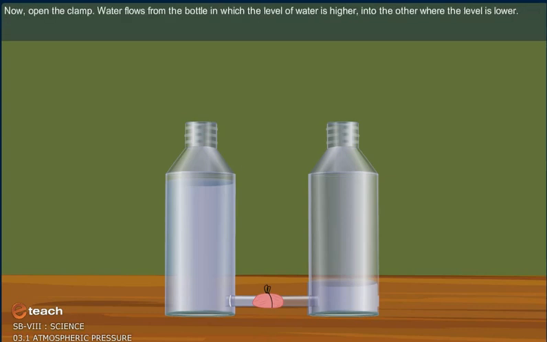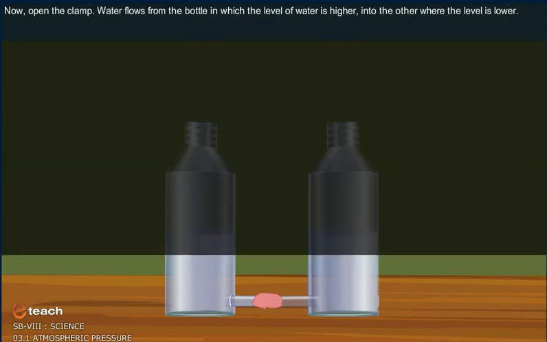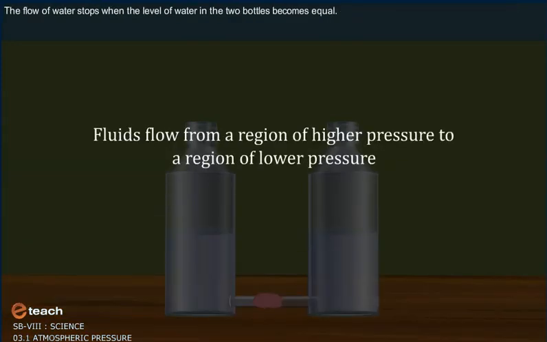Now, open the clamp. Water flows from the bottle in which the level of water is higher into the other where the level is lower. The flow of water stops when the level of water in the two bottles becomes equal.